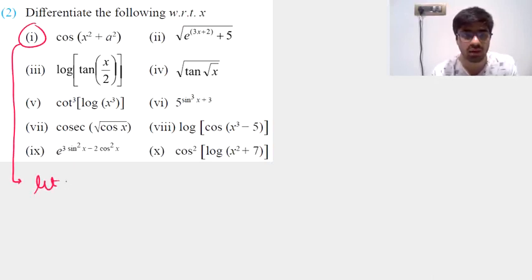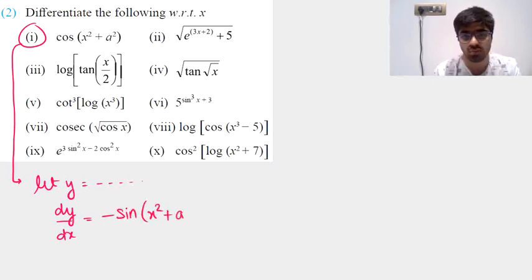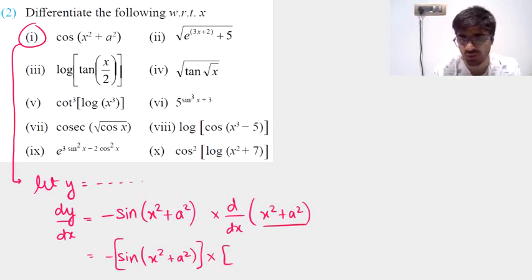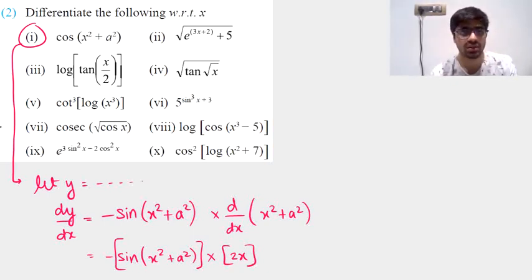So we will say let y be the given expression, therefore dy by dx, that's going to be, okay, this is cos of x and the derivative is minus sine of x, that is minus sine of x square plus a square. You further multiply it with d by dx of x square plus a square, because that's what you had in place of x. So this will be minus of sine x square plus a square. And this term is what you are further multiplying with the derivative of this, which is simply 2x plus 0, which is 2x. So yeah, that's the final expression for dy by dx. And with that we continue with the next one.